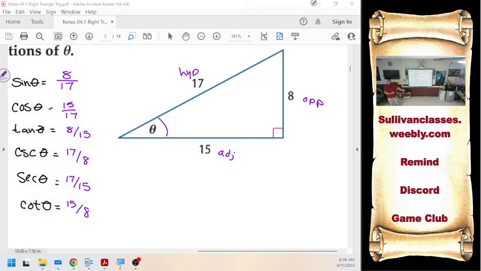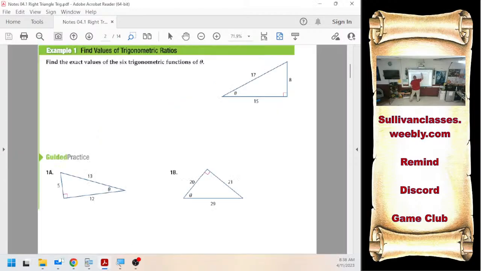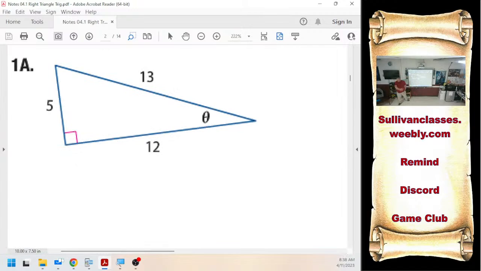Cool? And the fun part of that is when you finish every problem, you can say, ha, get ratioed. So, go!